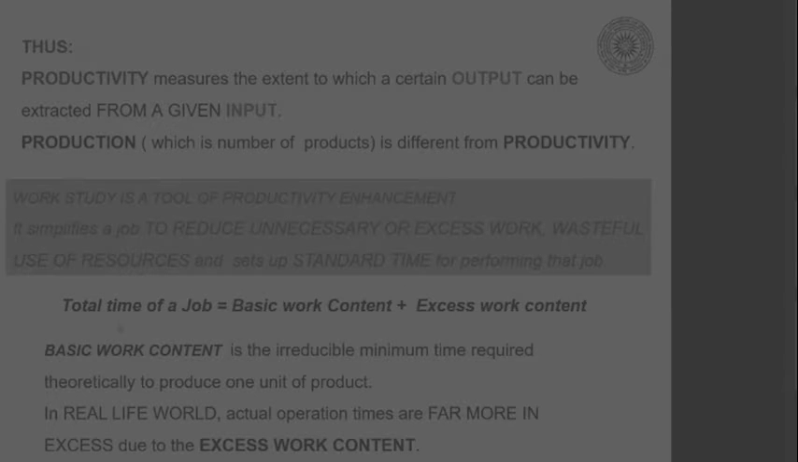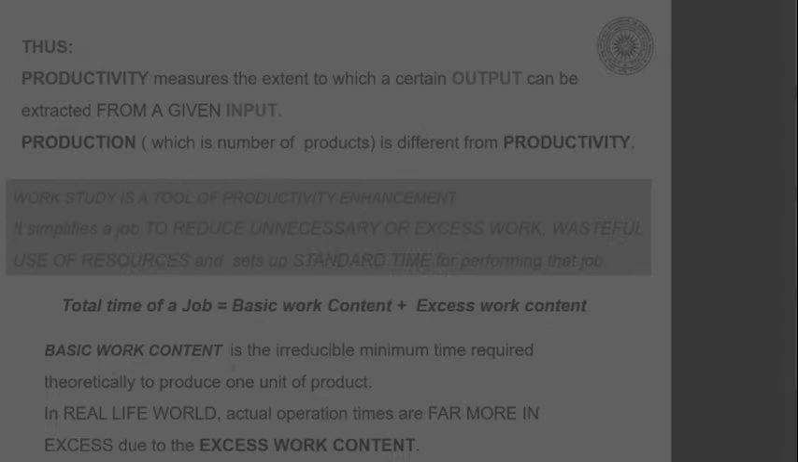So now the total time of doing any job has two elements. One is the basic work content, which is definitely required to be done, and then the excess work content, which can be reduced. The basic work content cannot be reduced, but the excess work can be reduced or eliminated. Okay, so that means when it is less, the total time of doing a job will be reduced, and when the time is reduced, the productivity will be enhanced.